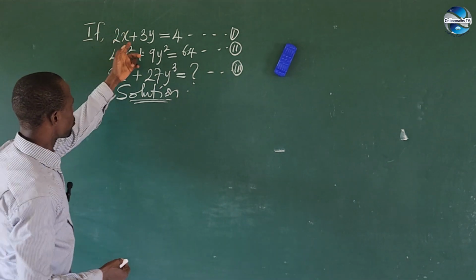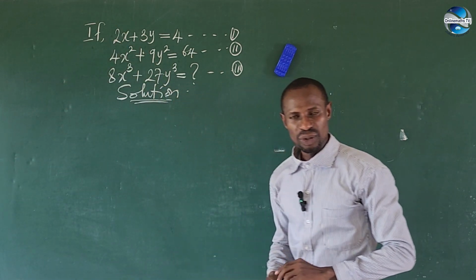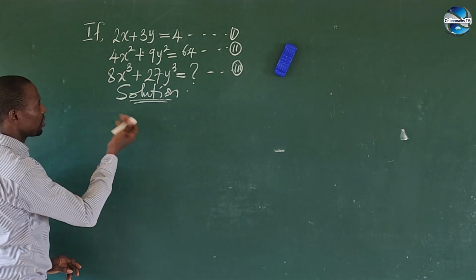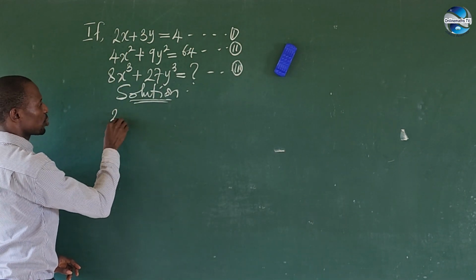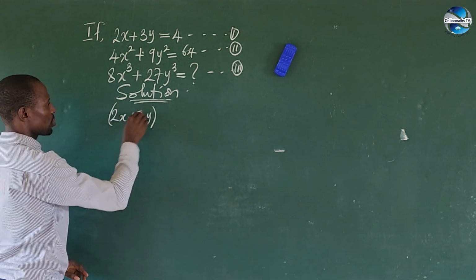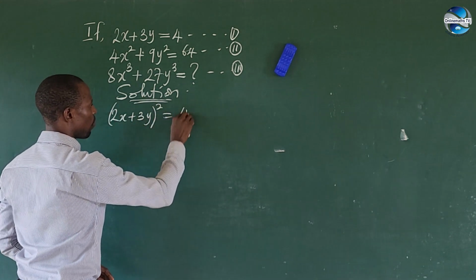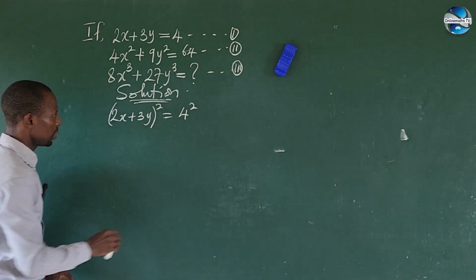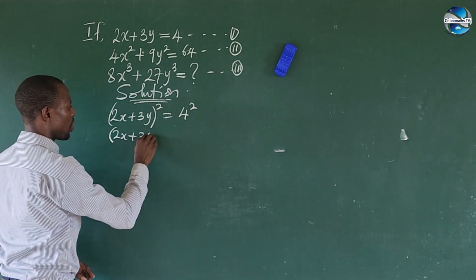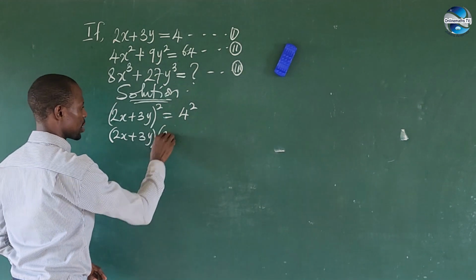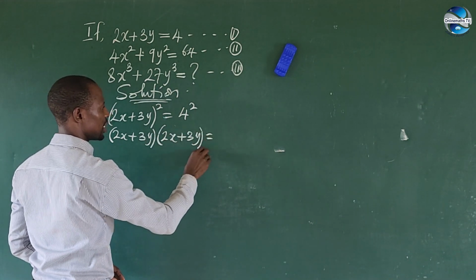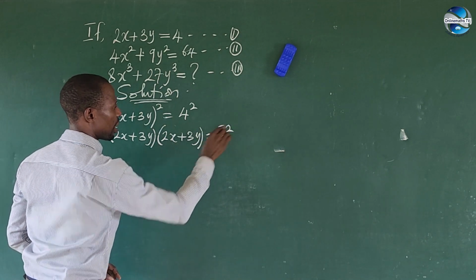All we need to do is to square equation 1. So let's square the first equation. If you square both sides of equation 1, this will give us 2x plus 3y all squared equal to 4 to the power of 2. You know that 2x plus 3y squared is the same thing as 2x plus 3y times 2x plus 3y, everything equal to 4 to the power of 2.